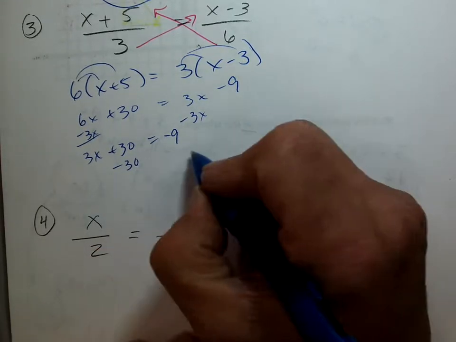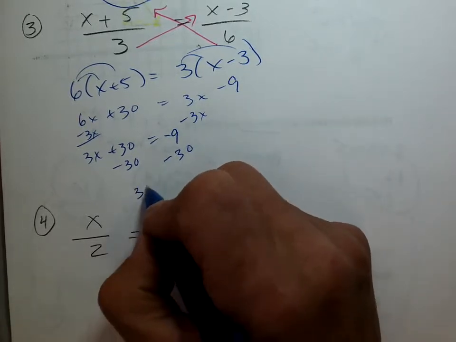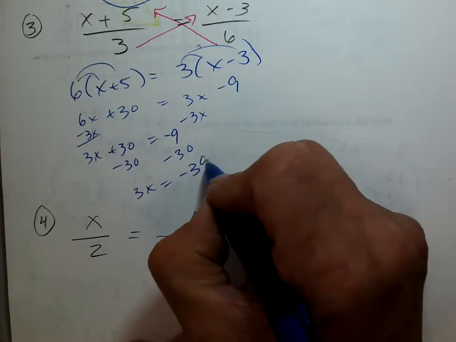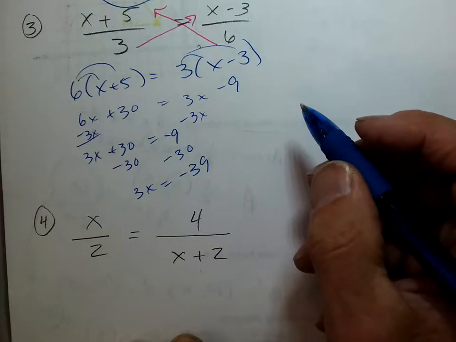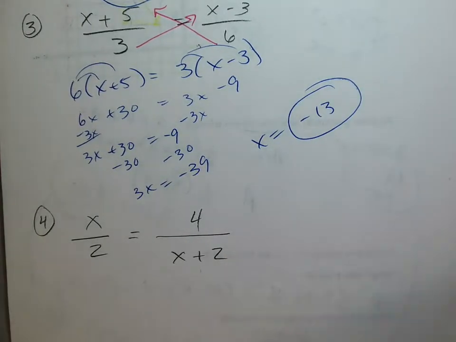Minus 30. Am I going too fast? Minus 30. 3x equals negative 39. Divide, and x is equal to negative 13. Okay, thumbs up so far? This is going to come up in our homework, but we're going to have figures where we have to set up fractions. That's why you've got to practice this.